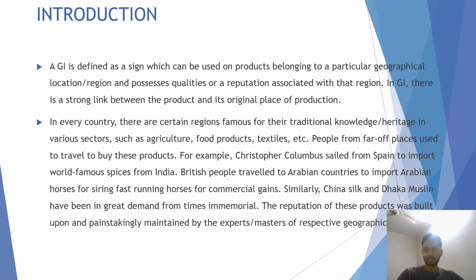When it comes to silk, the best silk is said to be from China, whereas for muslin, the best one is said to be from Dhaka. Different people have different tastes, but to identify a certain region's products, the quality, the craftsmanship, and everything are put into consideration for a geographical identifier.